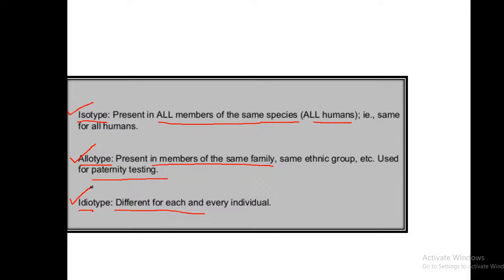That is why in a family, the father may be allergic to dust, but maybe the children will not be allergic to dust. They will have different immune idiotypes. That is different; this is individual specific. Allotype is family specific. Isotype is species specific.